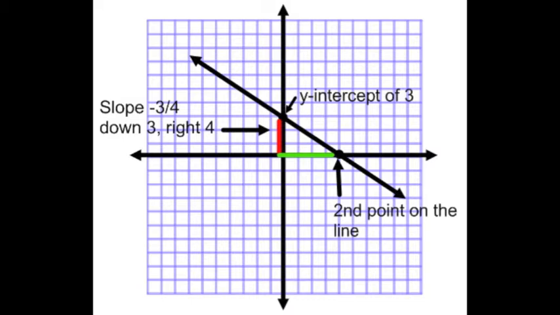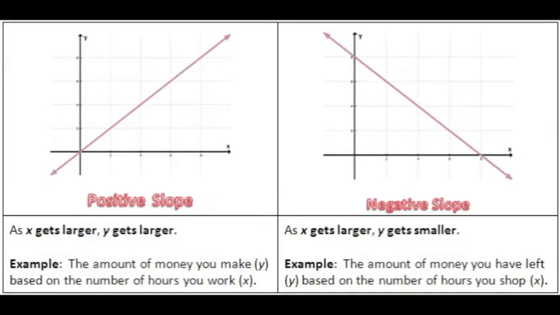But we have a negative slope here because to get from the y-intercept to the x-intercept, we have to go down 3 and to the right 4. That makes the slope -3/4. So the difference between a positive slope and a negative slope is that in a positive slope, as the x values increase, the y values also increase. But in a negative slope, as the x values increase, the y values decrease.